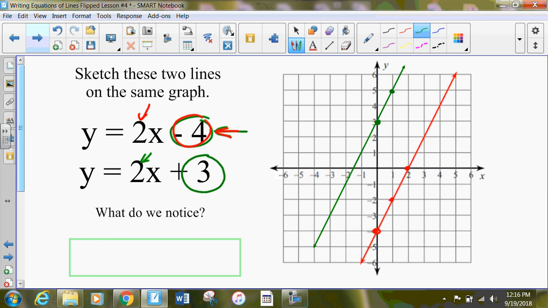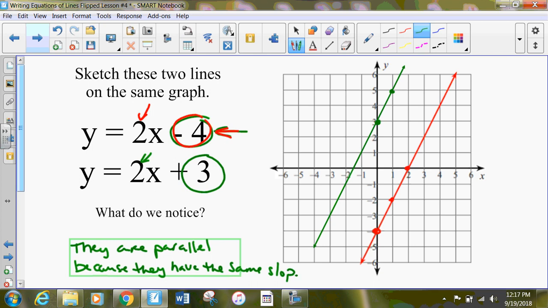So what do we notice? Well, the first thing we notice is that these two lines are parallel, right? Parallel lines will never ever intersect. They'll never touch each other. And the reason why they're parallel is because they have the same slope. So if I'm writing this down, make sure you're writing it down on your paper.